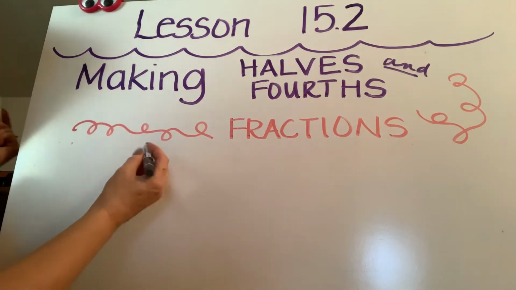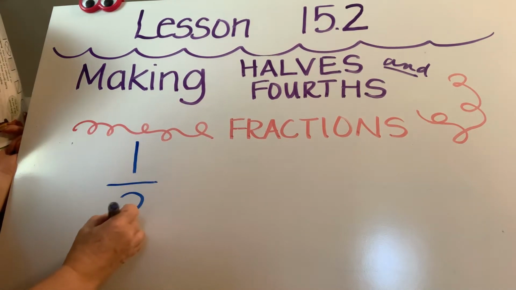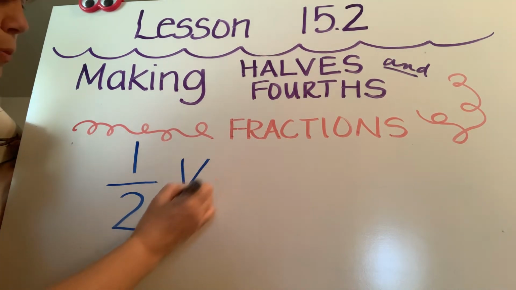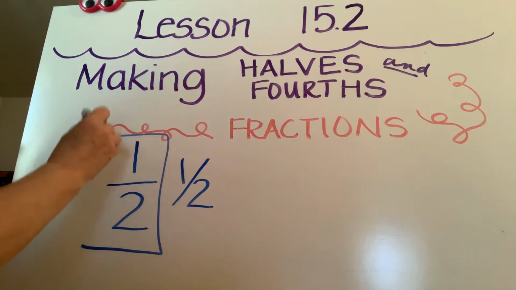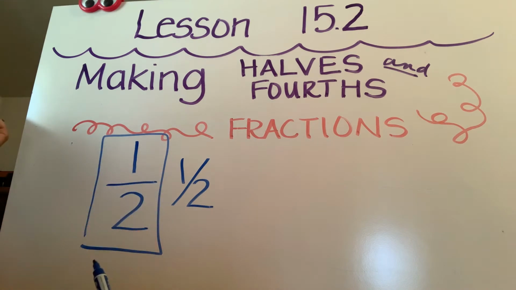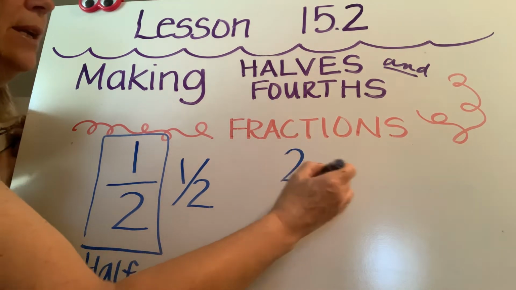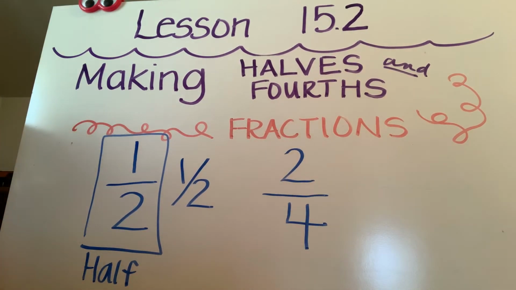Now first I'm going to show you half. Have you ever seen something that looks like that? Or some people write it like this, okay? We're going to stick with this way, okay? All right, one part out of 2 is called half. Okay, there's 1/2. All right, the other one, our rectangle that we did, we had 2 parts out of 4. Do you remember that?